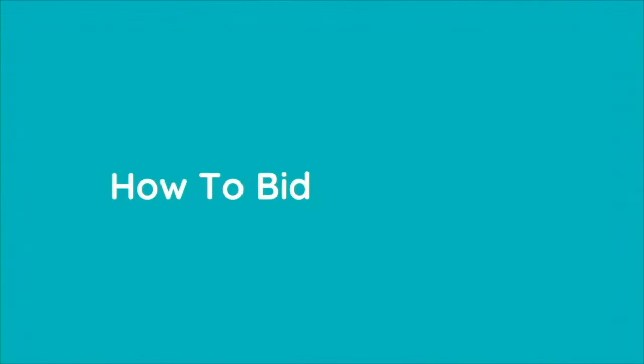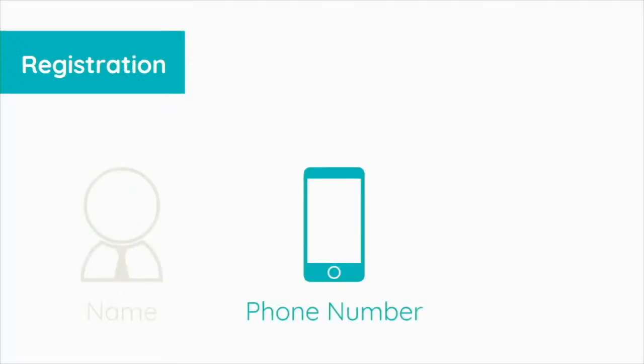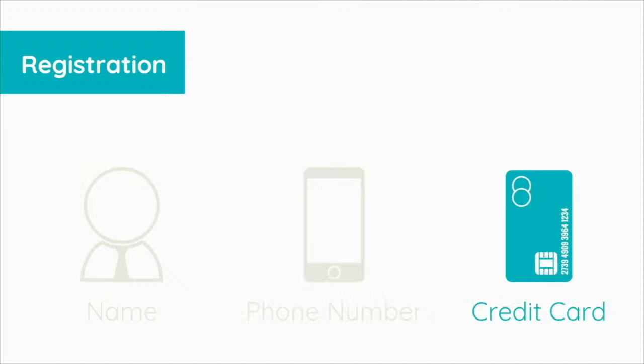How to bid with Gibsmart. In order to get started, you will need to register with Gibsmart. You'll be asked to provide your name, cell phone, and you may have the option to pre-swipe a credit card in order to expedite checkout.